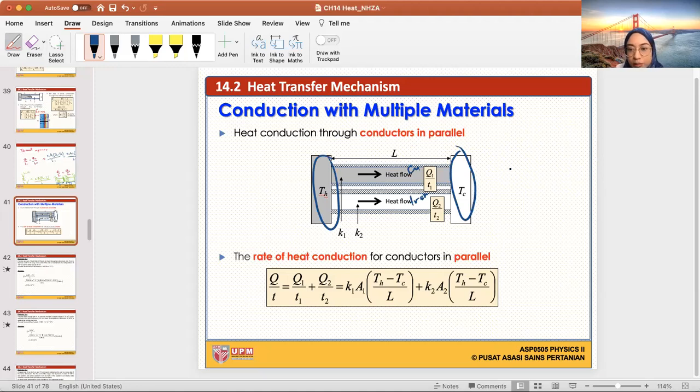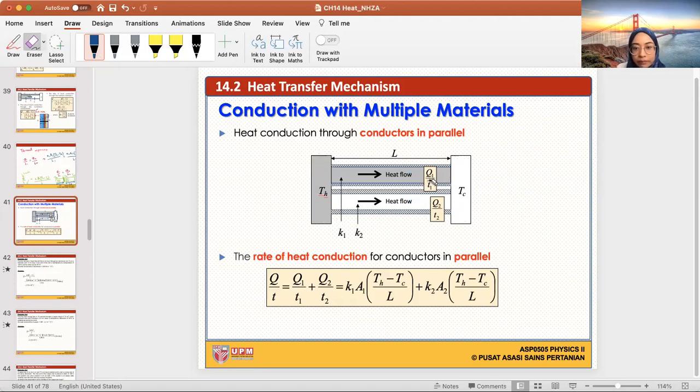Okay, previously it was like this. This was TH, this was TC. I had this material and I had this material. They were touching each other and they were not necessarily touching both sources. Kalau parallel, they are touching both sources. The hot source and the cold source. That is parallel. Okay, they are touching both sources. They are not touching each other.